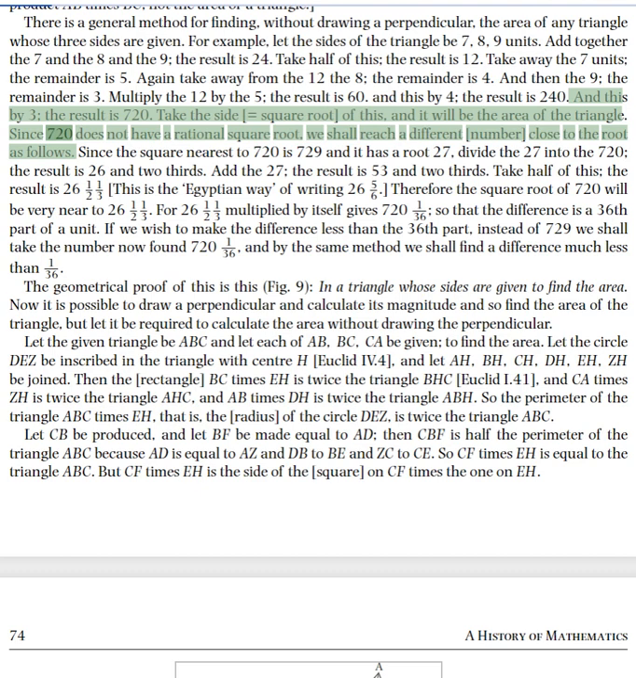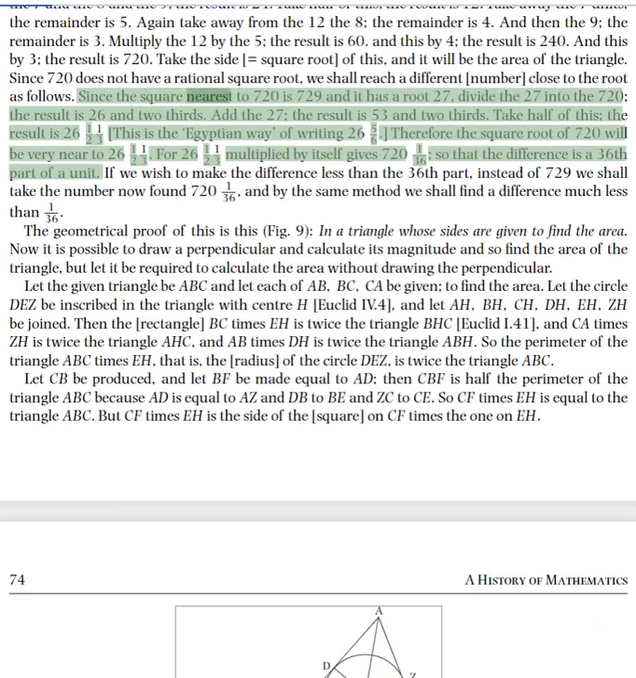Since 720 does not have a rational square root, we shall reach a difference close to the root as follows. Since the square nearest to 720 is 729 and it has a root 27, divide the 27 into the 720, the result is 26 and 2/3. Add the 27, the result is 53 and 2/3.